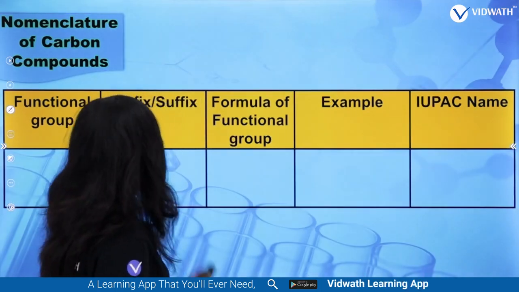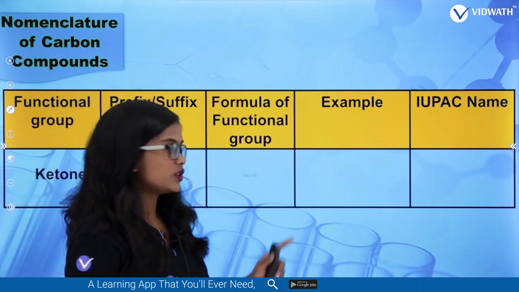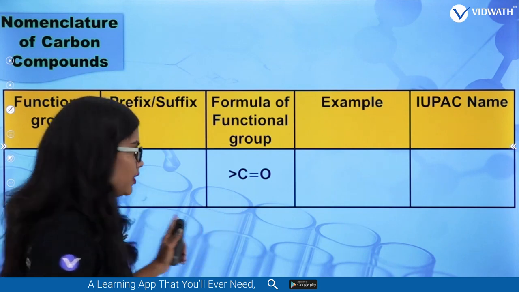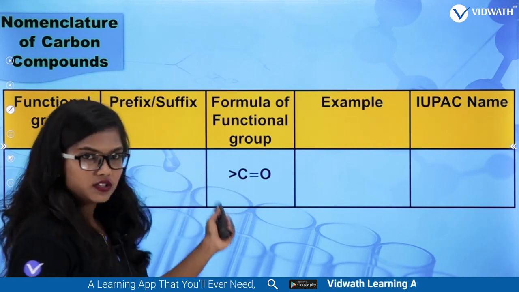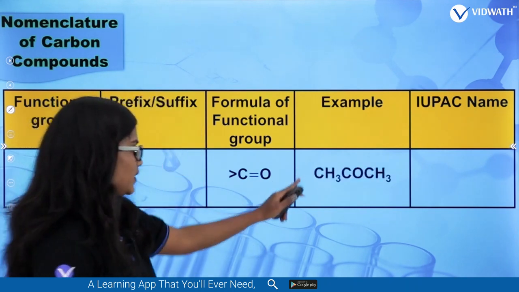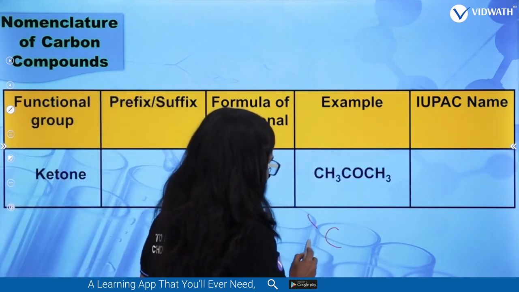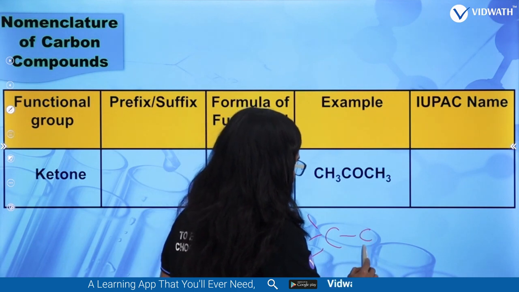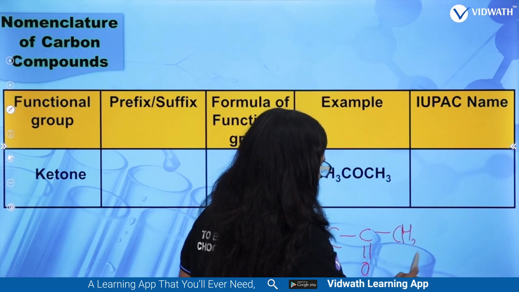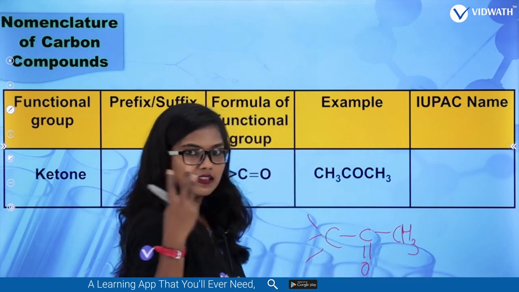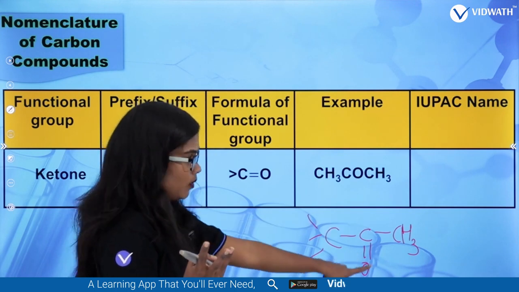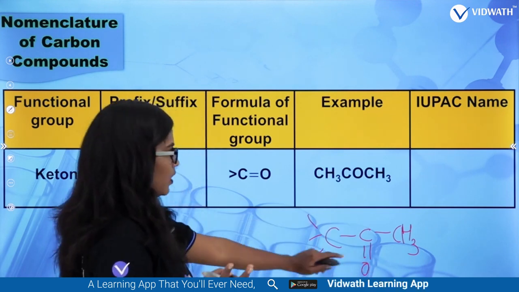Yes, moving to the next one, we do have a ketone whose functional formula is C double bond O. If it is getting attached to a carbon in the hydrocarbon compound, then how do we name it? If you can see here, CH3, C double bond O, CH3. Clear? Totally how many carbon atoms? 3 carbon atoms.